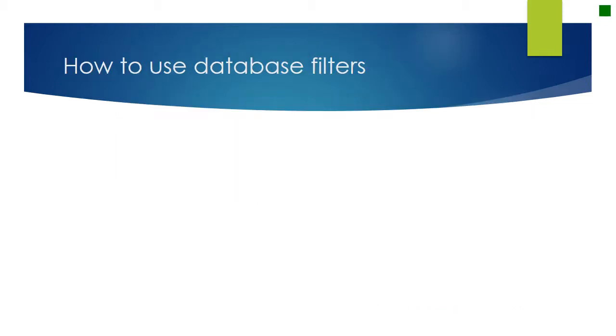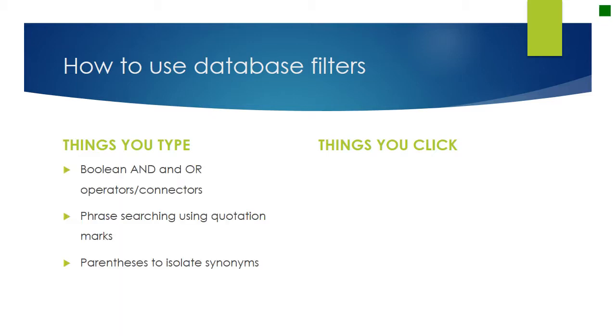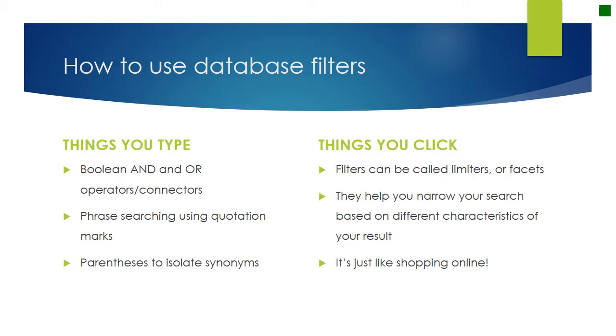So it may be useful to think about database search skills in 2 categories, the things you type and the things that you click. We've already talked about the things you type, Boolean operators, quotation marks, and parentheses, so let's look at filters. There's good news. If you have shopped online, you already know how to use filters. When you are on Zappos.com and you click on your shoe size, the type of shoe, and the color, you are clicking on certain characteristics that you want in your result.